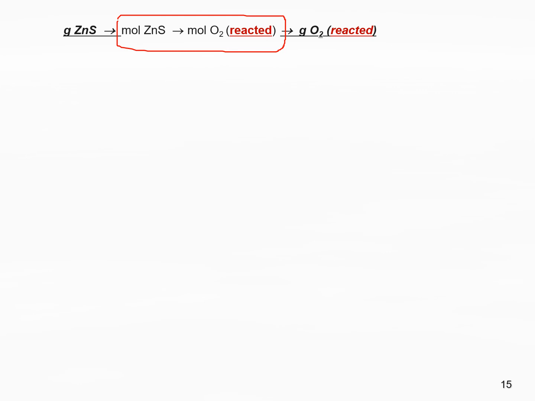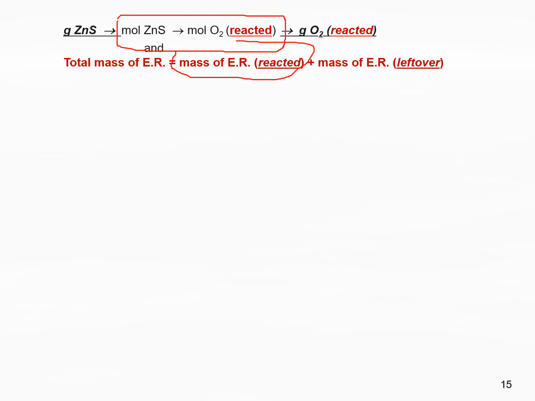And what's the second equation? Remember, we put in 10 grams of oxygen as a total mass. And once we figure out the mass of excess reactant that's being reacted, we should be able to solve the mass of excess reactant left easily. Right? 10 equals whatever amount plus the mass of ER left over. So that is very simple math.